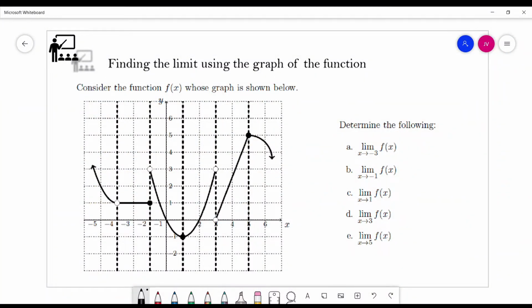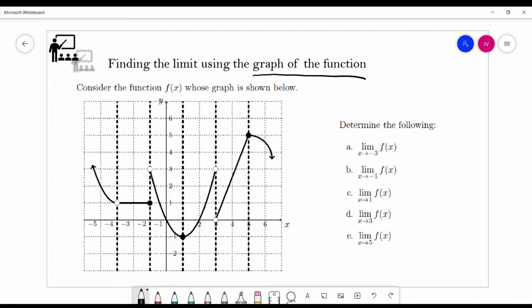Ngayon naman, pag-aaralan natin ay finding the limit using the graph of the function. So kung yung last lesson natin ay finding the limit using table of values, ngayon naman ay using graph of the function. So consider the graph shown sa ating screen. And we are going to determine the following given limits of a function.